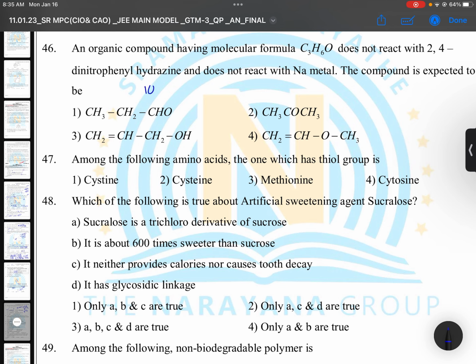10 seconds. C3H6O does not react with 2,4-dinitrophenyl hydrazine.